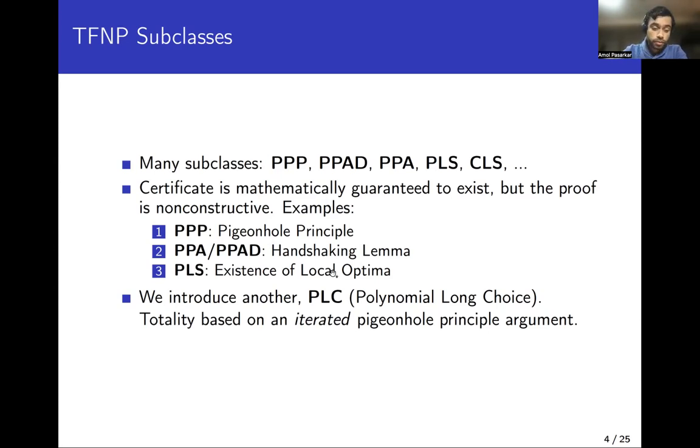So here are some examples. The class PPP embodies the Pigeonhole principle, and we're going to talk about this in great depth shortly. The classes PPA and PPAD embody a combinatorial principle, which we'll call the handshaking lemma. And the class PLS captures the challenge from optimization of finding local optima. And in this talk, we're actually going to introduce a new class in the TFNP world, which we're going to call PLC, which stands for polynomial long choice. And this class embodies a similar but more expressive argument than PPP, which we'll call the iterated pigeonhole principle.